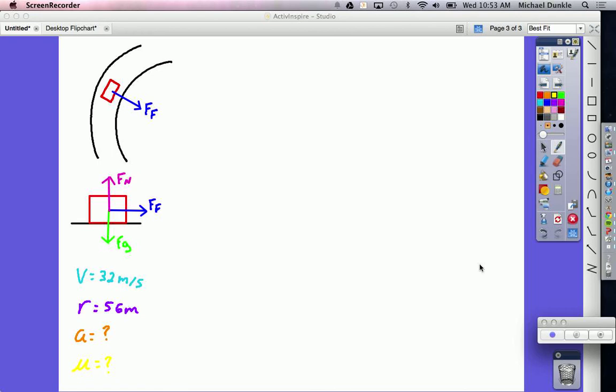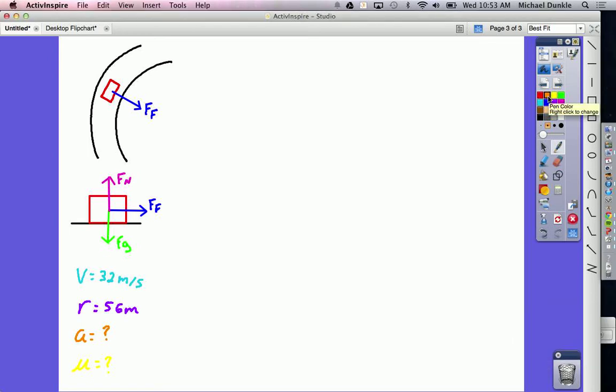First thing, we drew the picture. So I have an overhead view where you can see the friction is clearly the force going towards the center of the circle, so that's our centripetal force. Here's a view as if we were the car behind this one around the turn, and you can see gravity pulls down, the normal pushes up, and friction is still going in towards the center of the turn. The velocity of the car is 32 meters per second, and the radius is 56 meters, and here the acceleration and coefficient are the things we're trying to find.